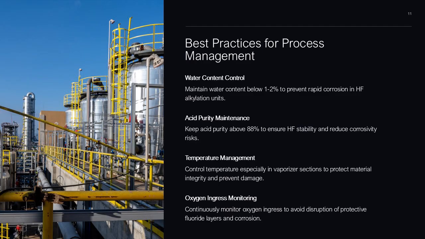HF alkylation units require rigorous operational controls to minimize corrosion risks. Key practices include maintaining water content below 1 to 2%, as even slight increases can dramatically accelerate corrosion. Acid purity should be kept above 88%, as impurities compromise HF stability and increase corrosivity. Temperature management is essential, particularly in vaporizer sections, where excessive heat can destabilize protective layers and necessitate material upgrades.